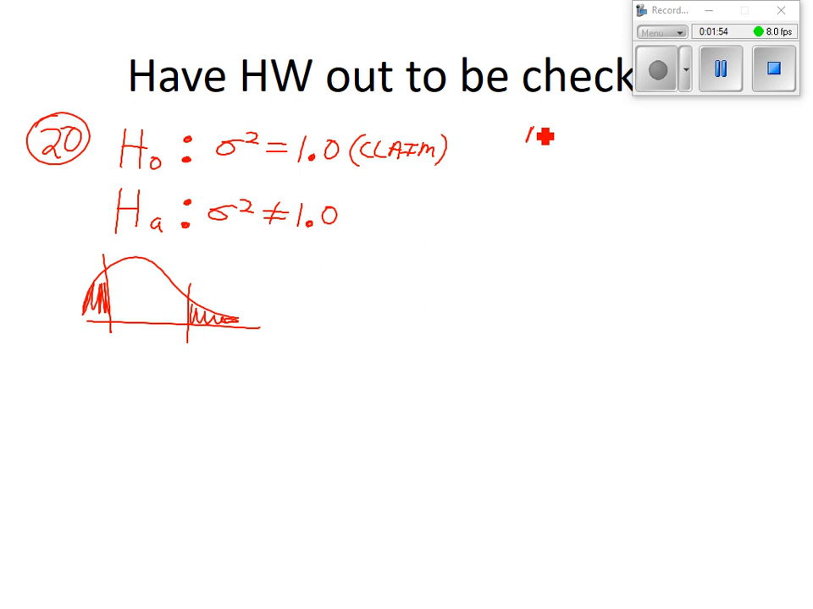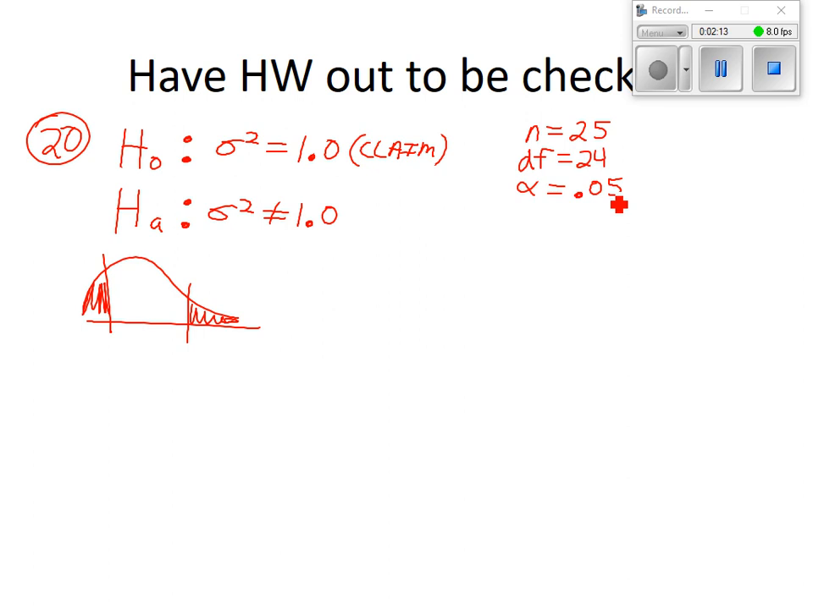What else? What did they tell us n was? 25, is that right? Yeah. If n is 25, what's df? 24. Next thing we have to make sure we find is alpha. 5%, is that what it was? Yeah, 5%, 0.05.